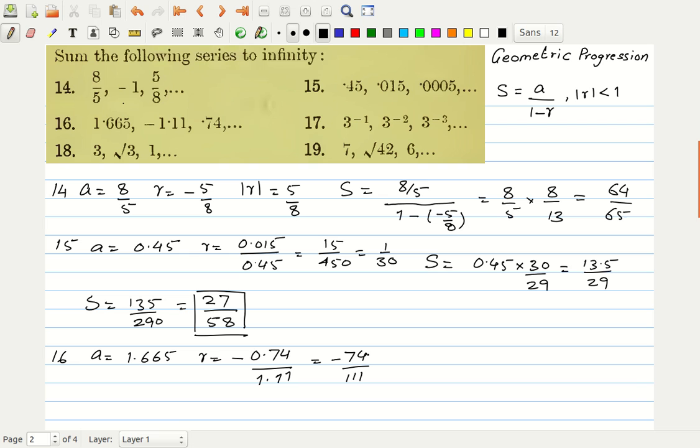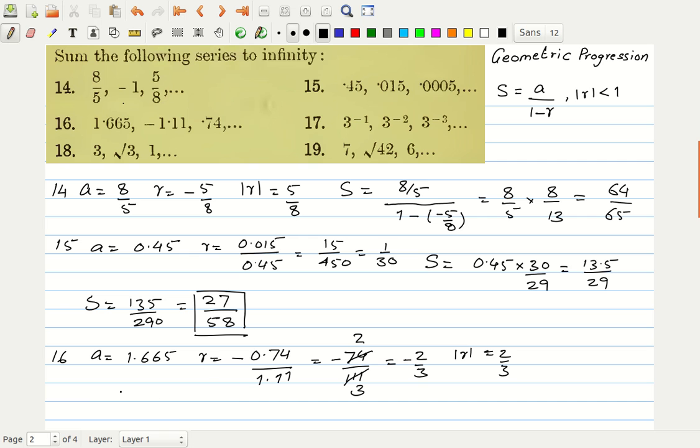This is 37 times 2. This is, let me check, 37 times 3 is 3 times 7 is 21. Yeah, so this is 2 by 3. So this is negative 2 by 3. Now you see that absolute value of R is going to be 2 by 3, and it is less than 1. So we can use this formula.